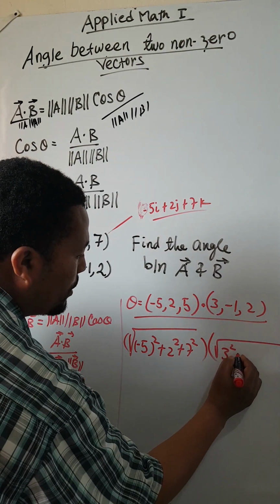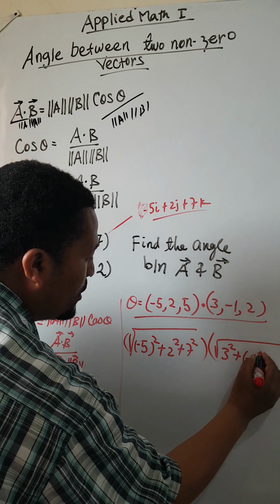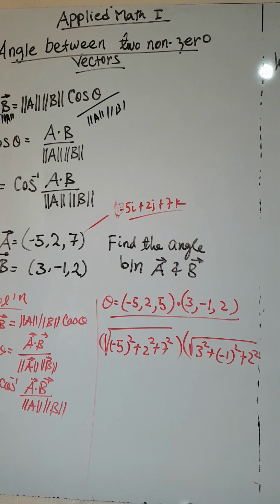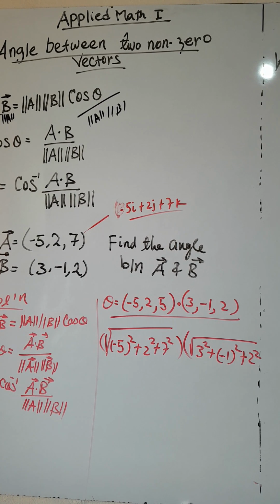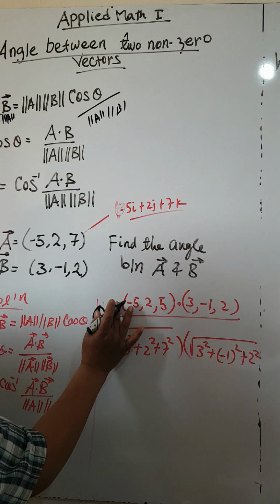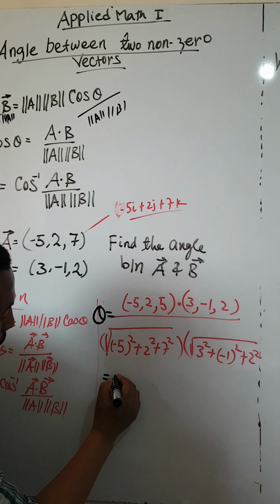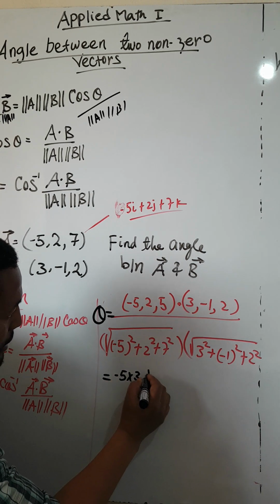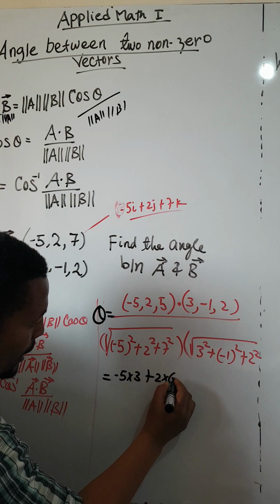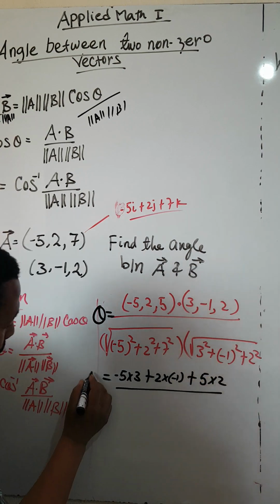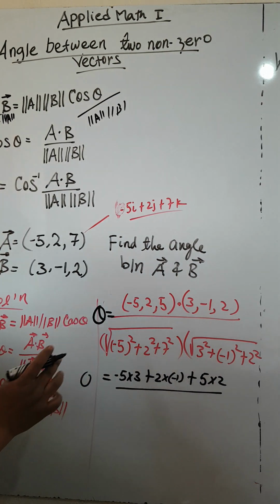This is 3 squared plus -1 squared plus 2 squared. ይሄን ካደረግን በኋላ, ባለፈው ቪዲዮ እንዳየነው ዶት ፕሮዳክት የዚህ ውጤት ነው። Now theta is equal to የዚህ scalar sum ነው, the product: -5 times 3 plus 2 times -1 plus 7 times 2, divided by norm of a times norm of b.